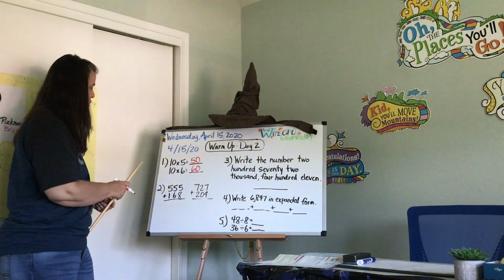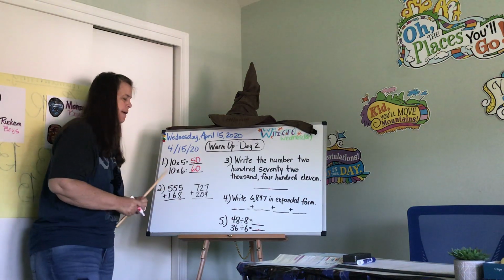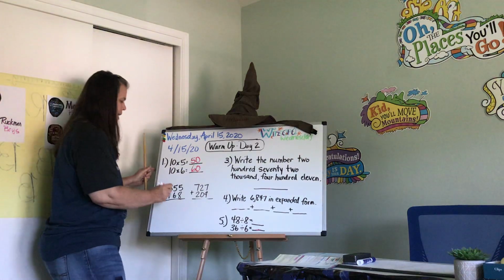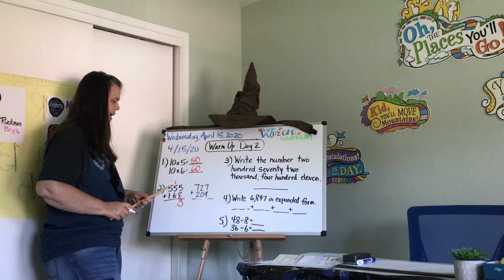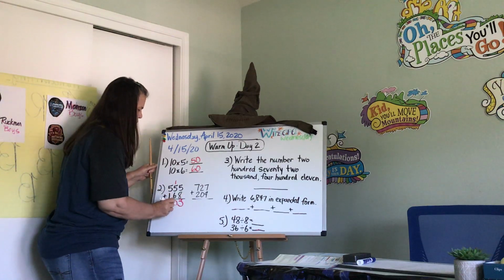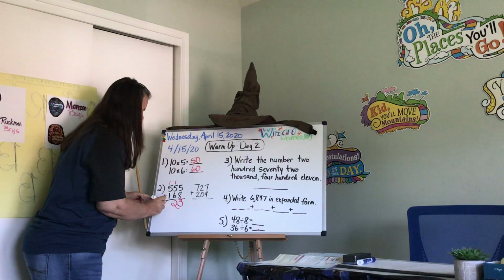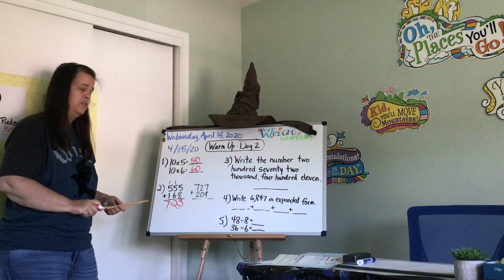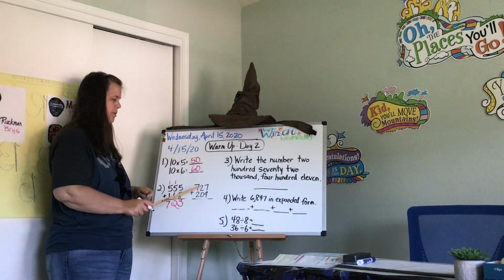Moving on to number 2, we're going to add 555 plus 168. 5 plus 8 is 13. Regroup the 1. Then I have 1 and 5 and 6, which makes 12. And then 1, 5, and 1, 7. Final answer, 723. Moving on to the next addition problem.